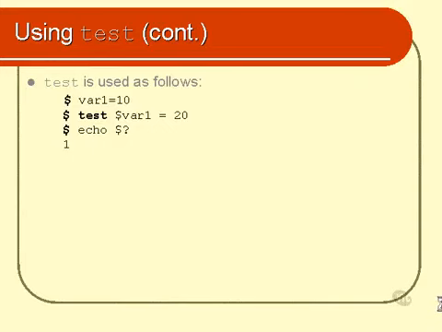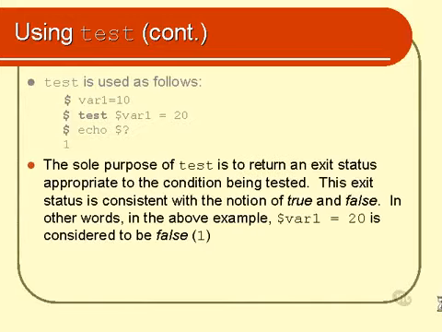Now, the sharp ones amongst you may be already guessing where this is going. What we can do is think of this exit status as a true or false value. This is where true and false really start to come into play, and this is the first time that they actually do. In the above example, we say, well, var1 equals 20. That is a comparison test. So the statement var1 equals 20 is either true or it's false. And test will return an exit status appropriate to that particular true-false value.